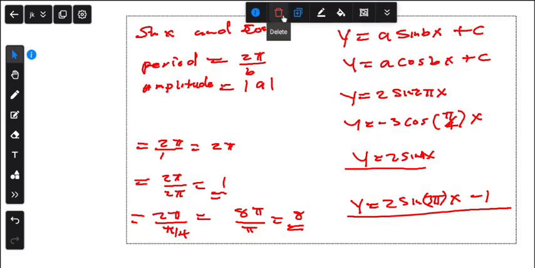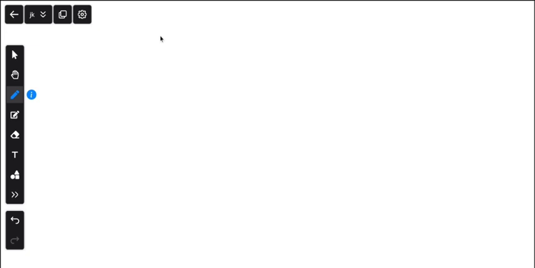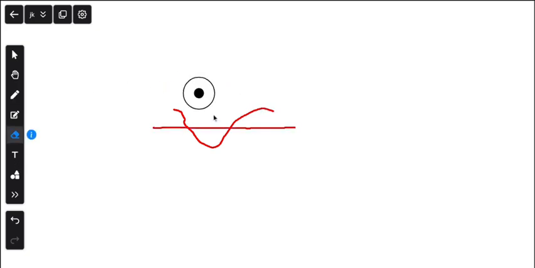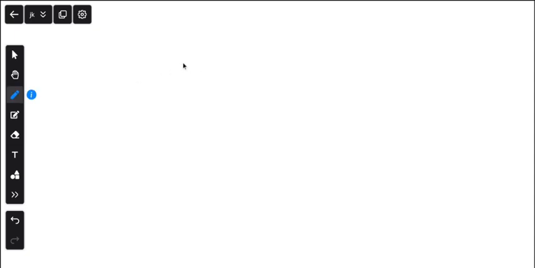Just remember the way the graph for sine looks like. It starts from 0 and goes like this. Then for cosine, it starts from 1, then goes like this. Those are the differences that you need to understand. So let me just give you an example. Let me start with the first one.